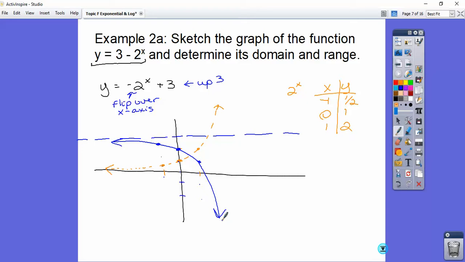Domain. This extends both directions, left and right, so the domain is -infinity to +infinity. The range, you go bottom to top. So this is coming from -infinity, it stops when we get to 3, but we don't touch the 3. So the 3 gets a parenthesis.